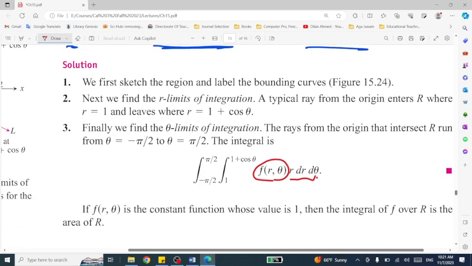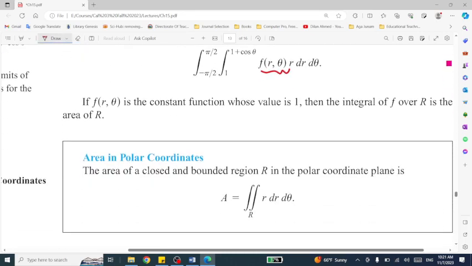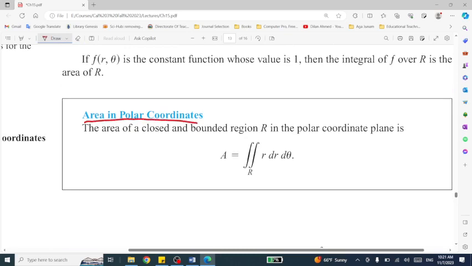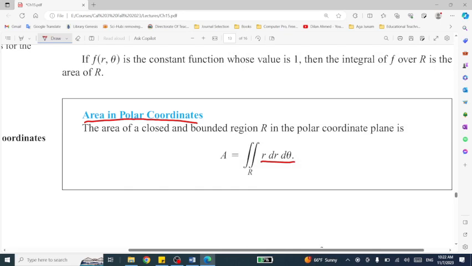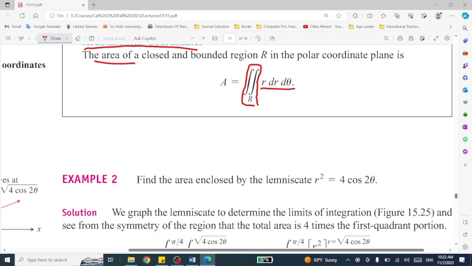One plus cosine theta. Exactly. Look, just solve that one. You got it? So the area is the double integral of r dr d theta, to find the boundary. How to do it? We did it together. Clear?